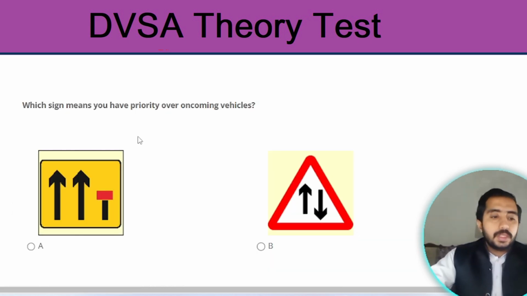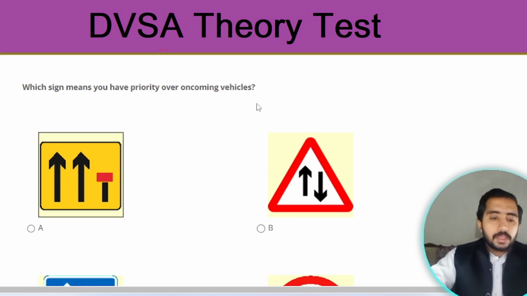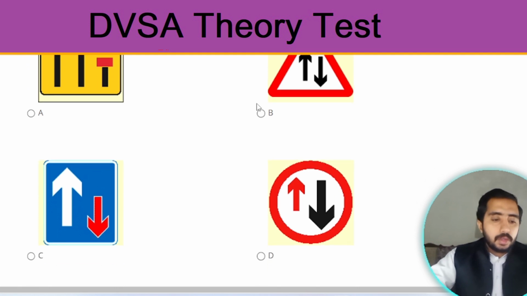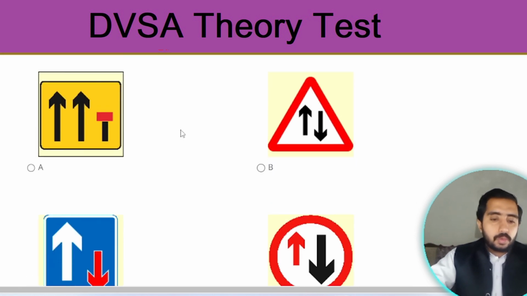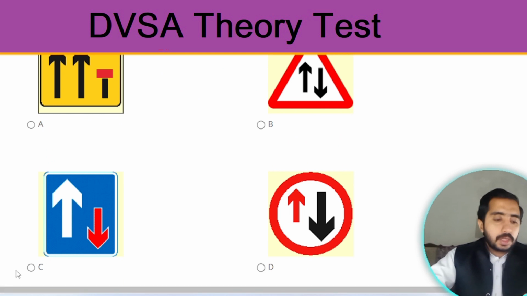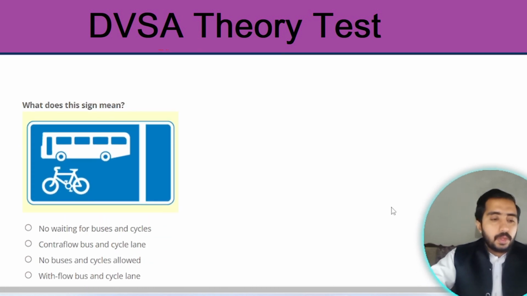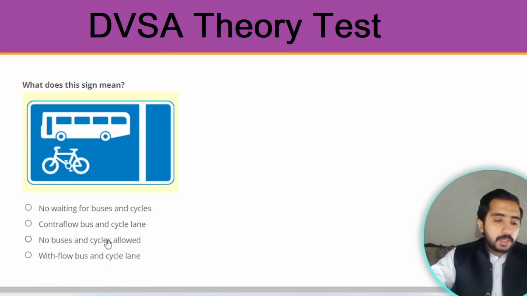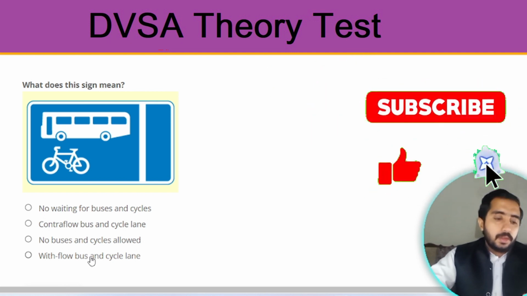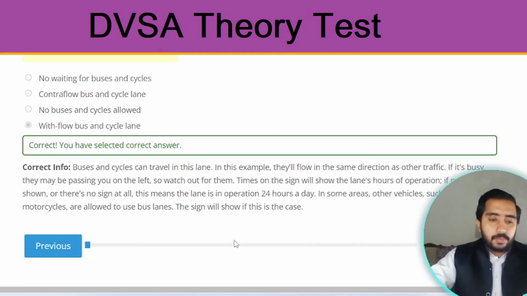Our first question is, which sign means you have priority over oncoming vehicles? The signs are given here. You can see that for oncoming vehicles, the sign which is represented by this one is option C. Next. What does this sign mean? This sign is represented by no buses and cycles allowed, with a bus and cycle lane. Option D is the correct one.